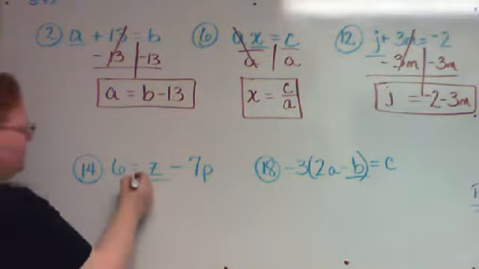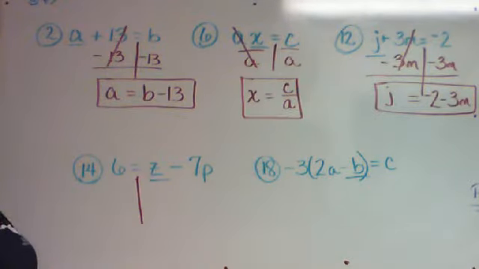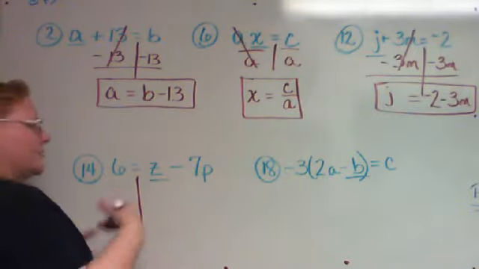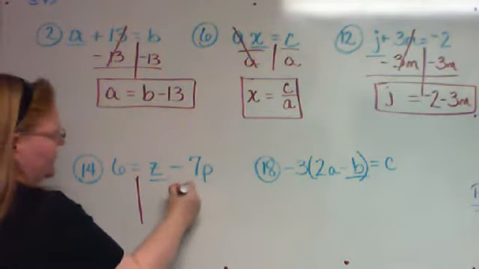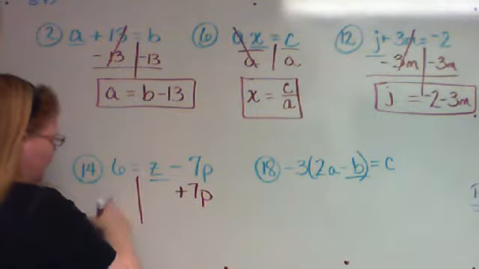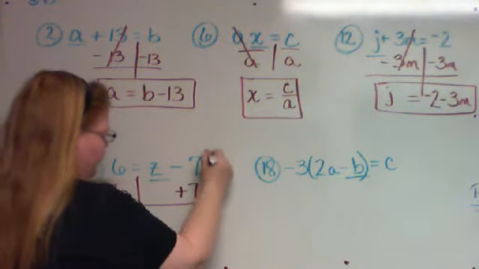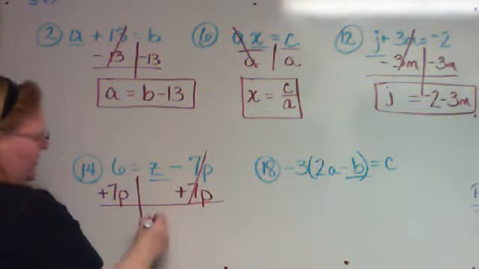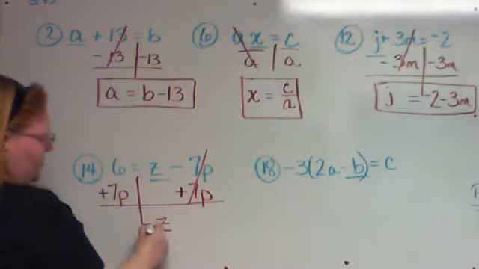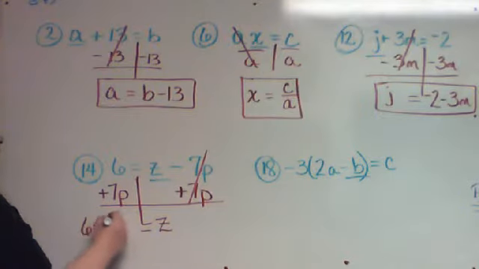Down here, draw my little line. What's keeping the Z from being by itself? A negative 7p. So I have to do the opposite, which means I'm going to add 7p. If I add 7p to this side, I have to add 7p to this side. Makes that cancel out, leaves me with Z is equal to, over here I get 6 plus 7p, exactly what we see.